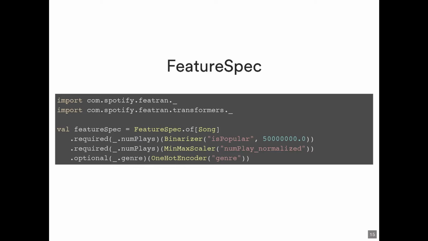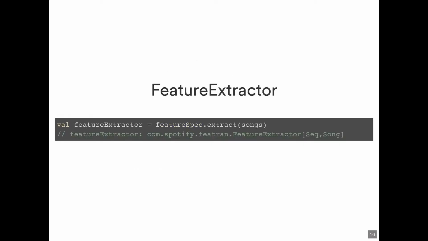What do you do next? Well, now you want to extract your features. What you do is you call extract on your feature spec and you pass it your input set. So remember that I had a sequence of songs at the beginning, and I can just pass that in without really making any changes, and that returns FeatureExtractor.